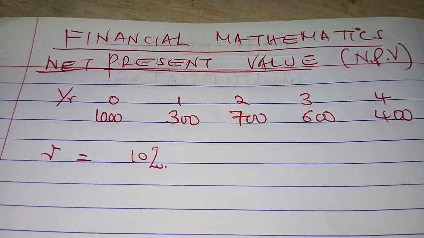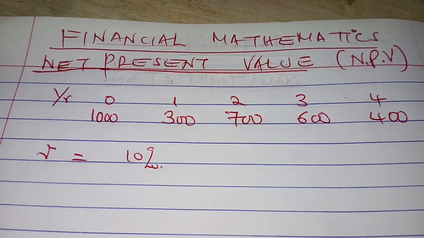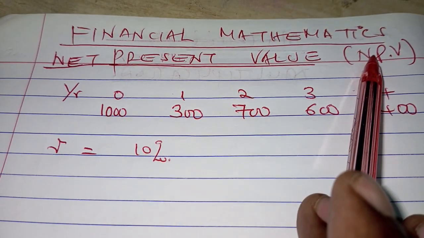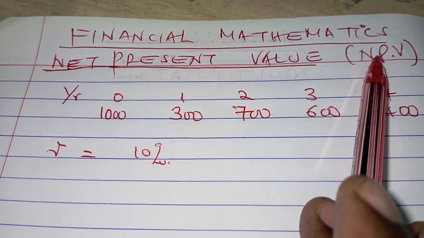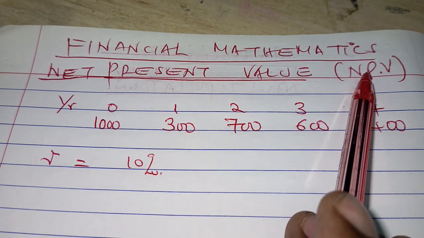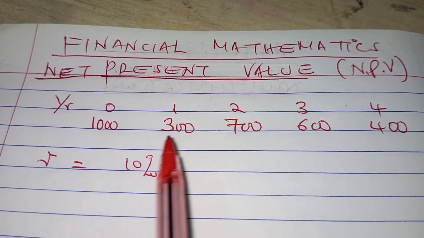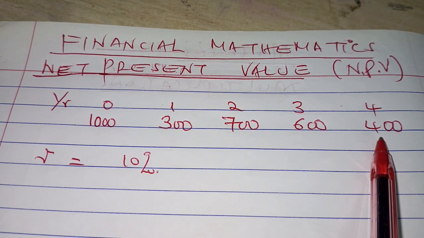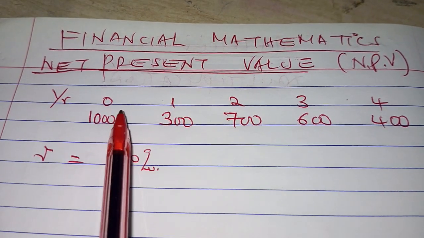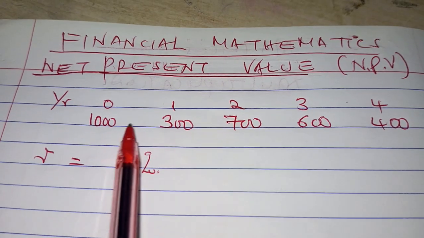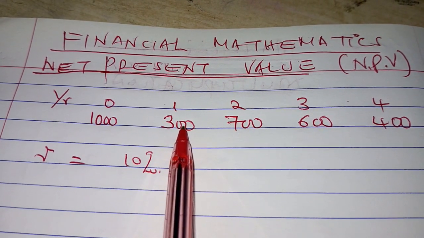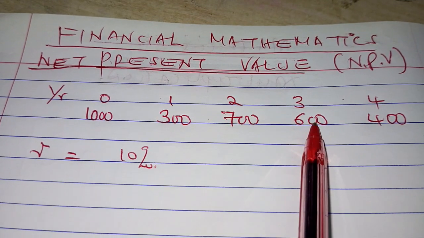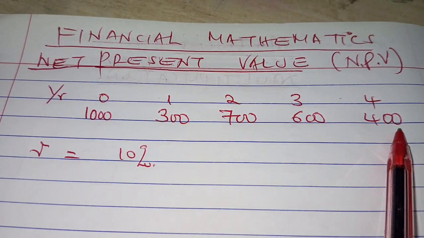Today we are looking at financial mathematics and we shall have a special focus on the net present value. NPV is the net present value and is the amount of money that remains after we have earned our monies after investing in a given project. If the investment was 1 million, then we earned 300,000 in the first year, 700,000 in the second year, 600,000 in the third year, 400,000 in the fourth year.